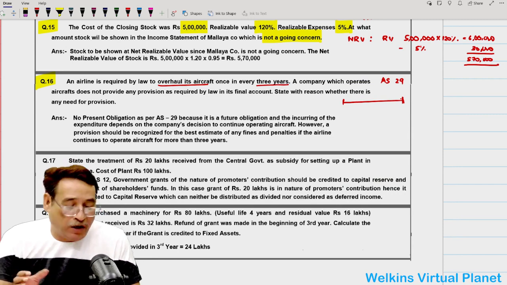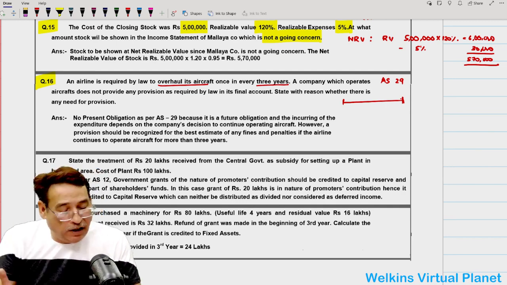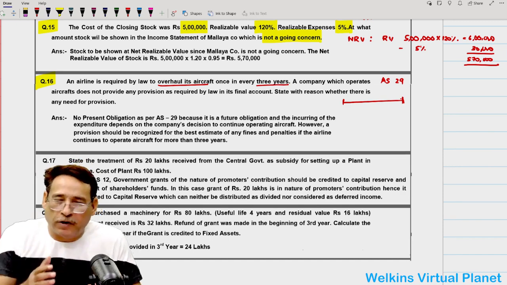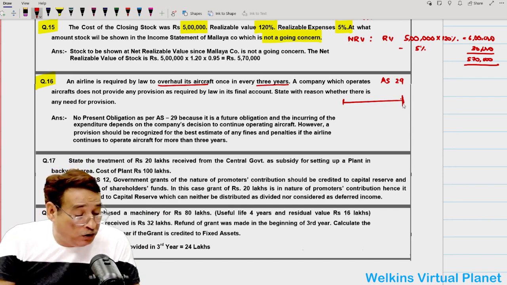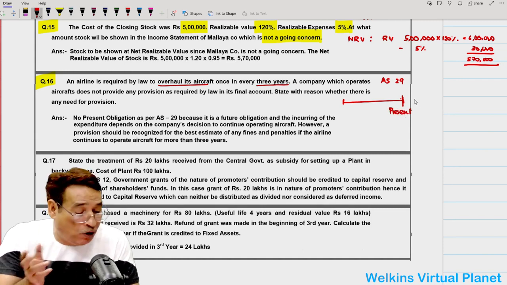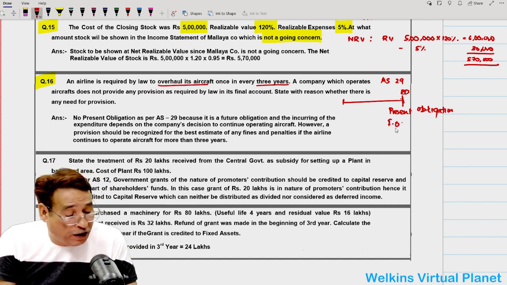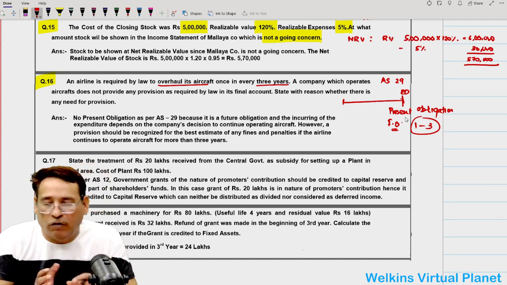Anyway, I was talking about this particular case study, which is covered by AS-29. I was trying to tell you that whenever it is given in the question that you are supposed to incur some sort of expenditure, but the timeline is also given to you, in that case always presume that on the reporting date, there is no present obligation. Present obligation means obligation on the reporting date. You have no present obligation. In this case, you have a future obligation, because once in 3 years you are supposed to overhaul your aircraft. Obviously when you do the overhauling, you will have to spend some expenditure.